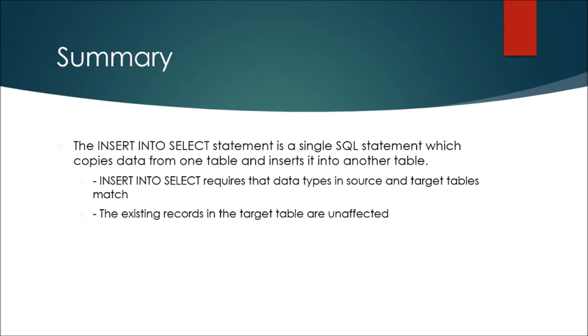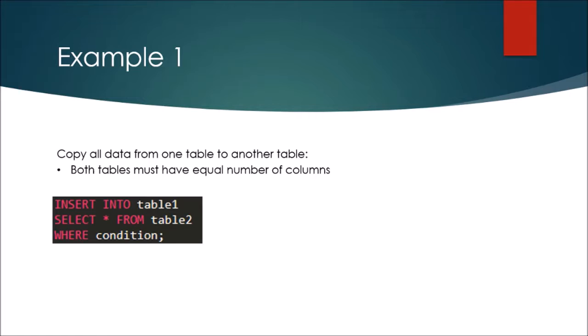Next, I'm going to show you two different ways of using the function. In our first example, we have the code insert into table 1, select star from table 2. What this is going to do is copy all the data from one table and insert it into another table. Some big things here are that both tables must have an equal number of columns for this to work. So if table 2 only has 5 columns and table 1 only has 3 columns, you're going to get an error. Also, you can see that we have a where condition here. And this is just a where clause which will extract only the data that fulfills a specified condition, which can be whatever you want.